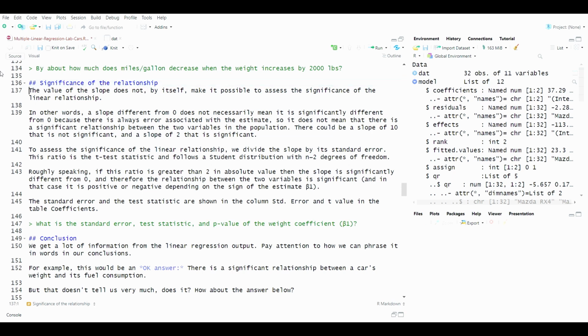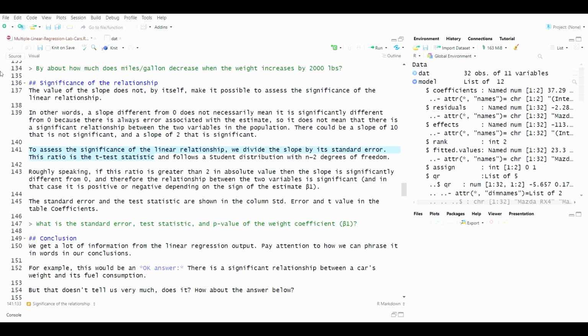Significance of the relationship. The value of the slope does not, by itself, make it possible to assess the significance of the relationship. In other words, a slope different from 0 does not necessarily mean it is significantly different from 0 because there is always error associated with the estimate. So it does not mean that there is a significant relationship between the two variables in the population. There could be a slope of 10 that is not significant because of very high error, and a slope of 2 that is significant.